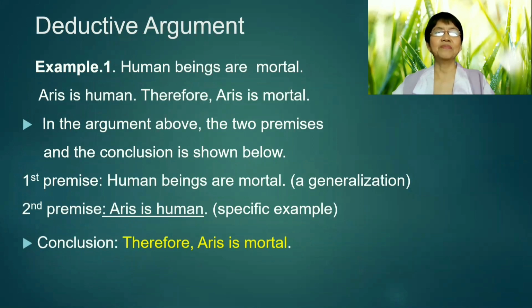Example 1. Human beings are mortal. Aris is human. Therefore, Aris is mortal. In this argument, the two premises and the conclusion are shown below. First premise, human beings are mortal. This is a generalization. Second premise, Aris is human. This is a specific example. And the conclusion, therefore, Aris is mortal. This is an example of a deductive argument.